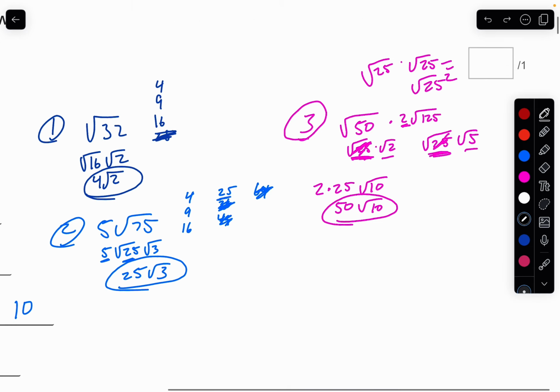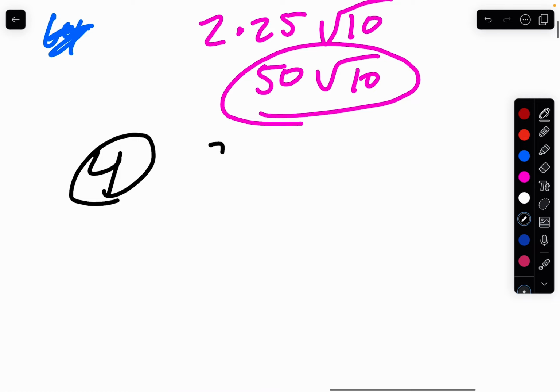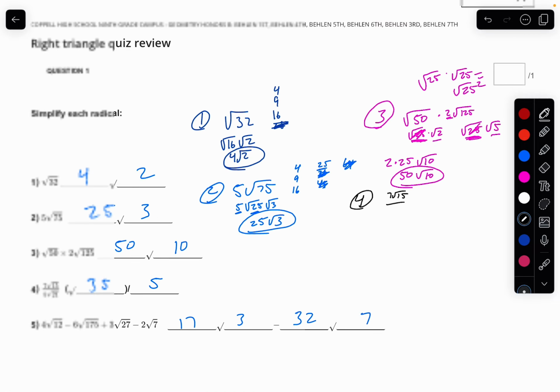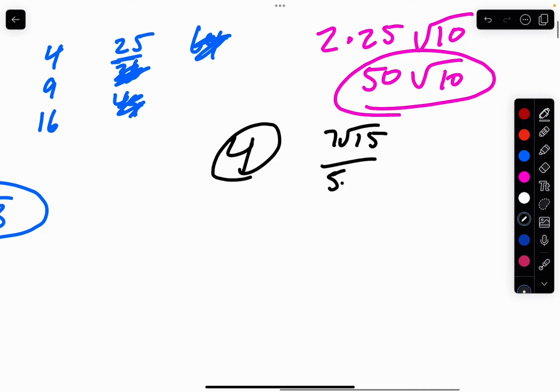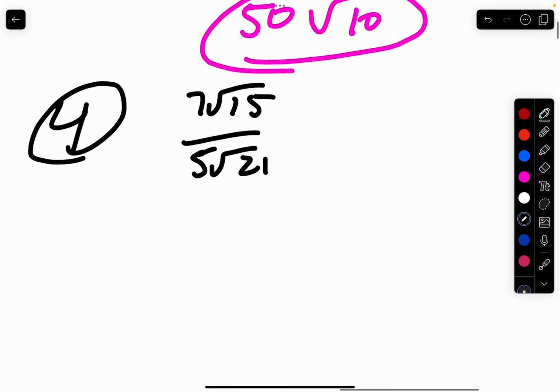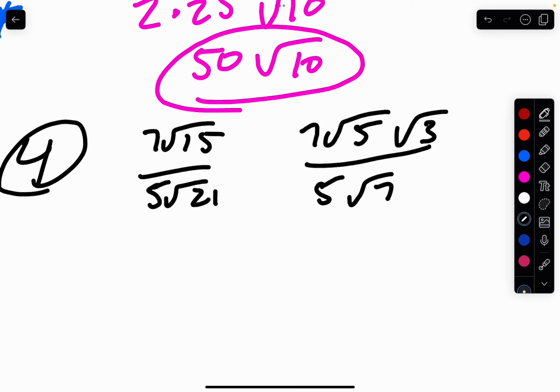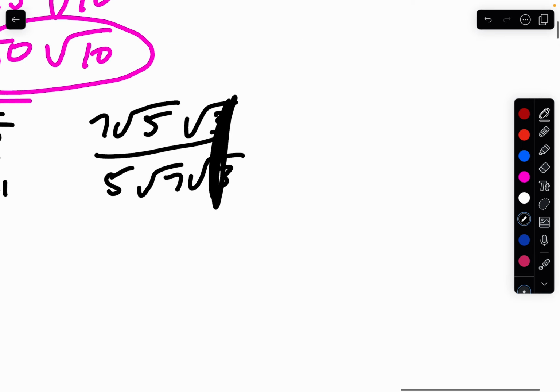All right, the next one, number 4, is 7 root 15 over 5 root 21. The idea here is similar to multiplication, but since we're dividing, now they're going to completely cancel out. So we're going to rewrite this as root 5 times root 3 on top, and root 7 times root 3 on bottom. I'm writing it out just so you can see it, but we're reducing the fraction. The root 3's would cancel out, leaving us with 7 root 5 over 5 root 7.